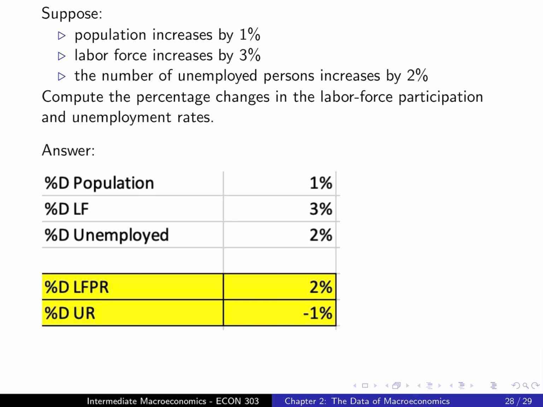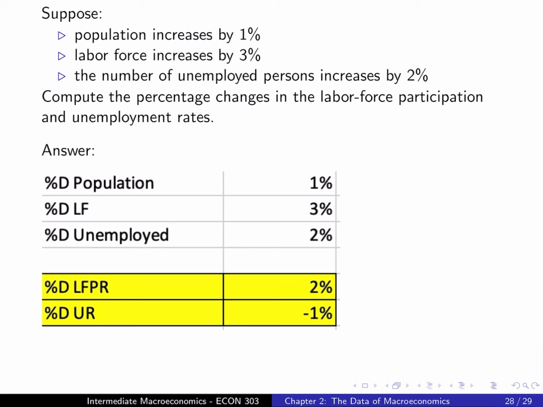For the labor force participation rate, recall the formula. Labor force participation rate equals labor force divided by adult population. So the percentage change in labor force participation rate equals the percentage change in labor force minus the percentage change in adult population. Substitute the values. Percentage change in labor force participation rate equals 3% minus 1% equals 2%. So the labor force participation rate increases by 2%.